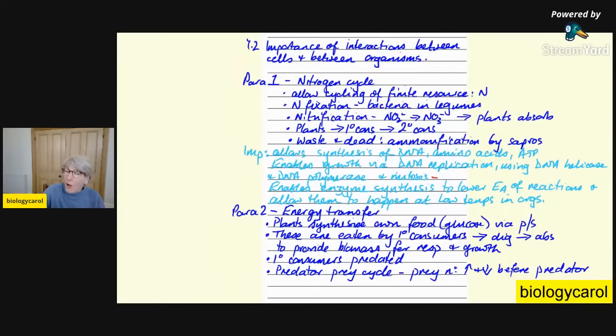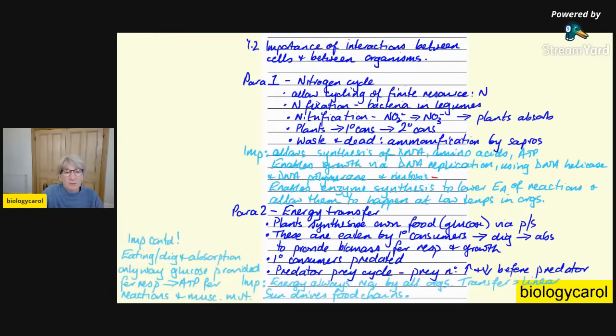Primary consumers are predated. So talking about predation, you could absolutely talk about the predator-prey cycle. Here I'm just describing it really briefly, saying that the prey numbers increase and decrease before the predator numbers. I'm not going to go into a huge amount of detail, but I'm showing the examiner that I know A-level content about energy transfer.